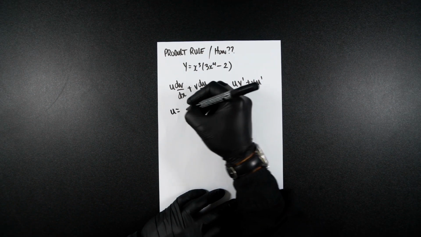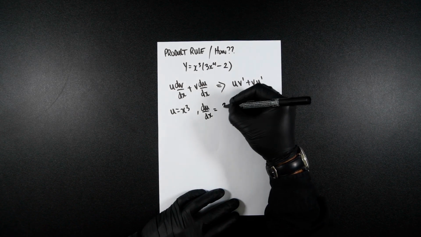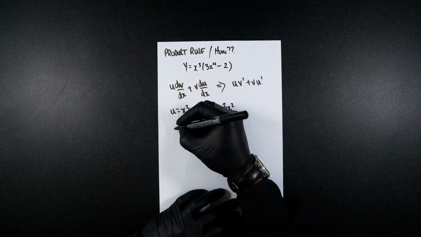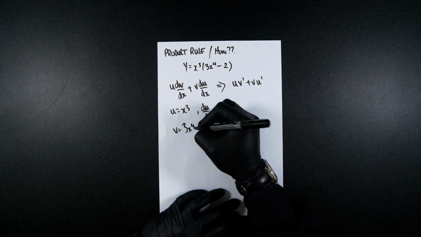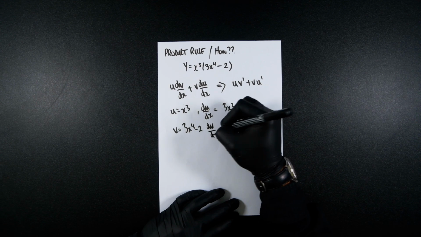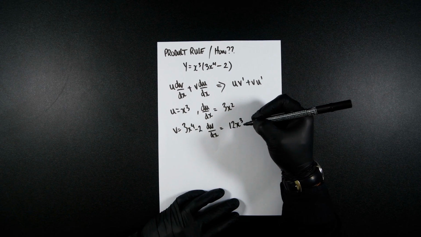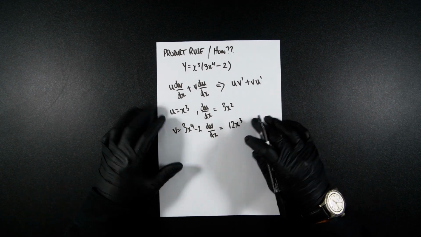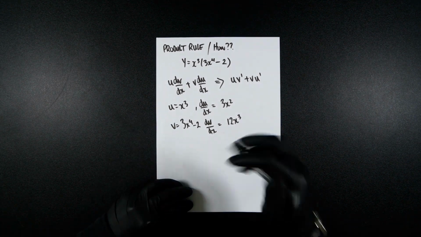So u would be x cubed, and then du/dx would be 3x squared. Then we have v, which is everything here, 3x to the power of 4 minus 2. So dv/dx is 12x cubed. We now simply plug each of these values into this formula so that we can get our answer.